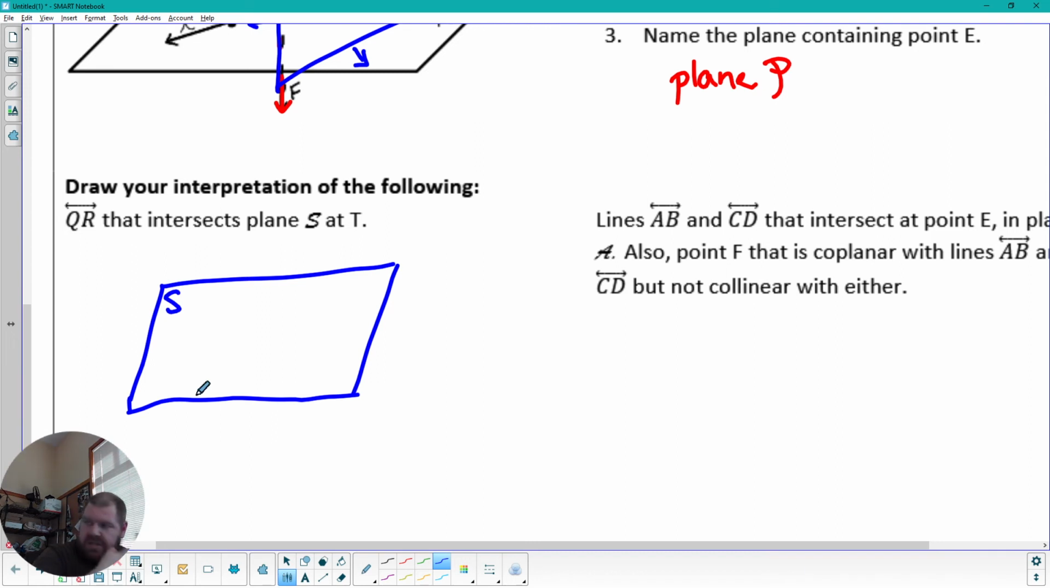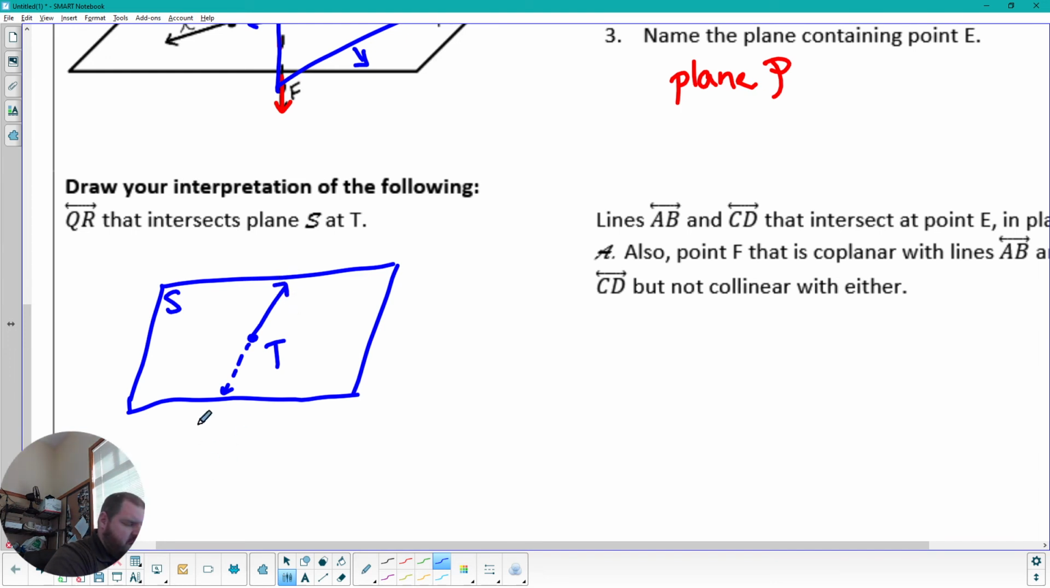Okay. It does extend beyond this. And I've got line QR that intersects it at T. Now, T, being just a capital letter, means that it's a point. And it's going to intersect the plane at a point. A line intersects a plane at a point when it goes through it. So we want to show that diagram. Something about like this, sort of. Kind of weird, but I want my line to go into the paper here at point T, and then extend beyond it, probably where I can't see it.